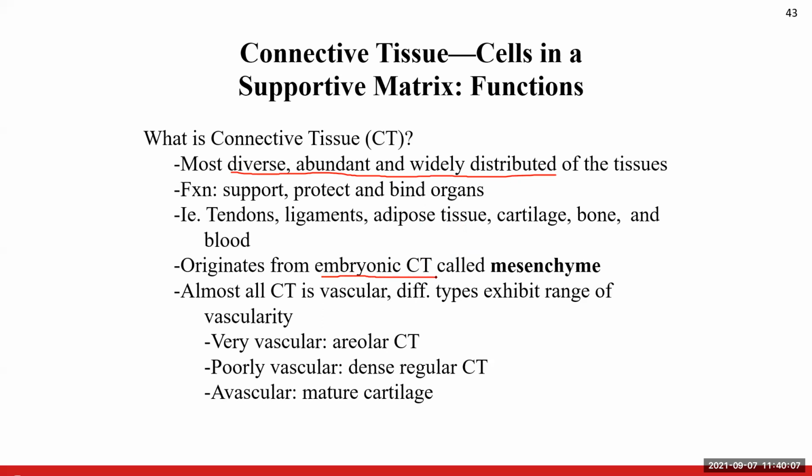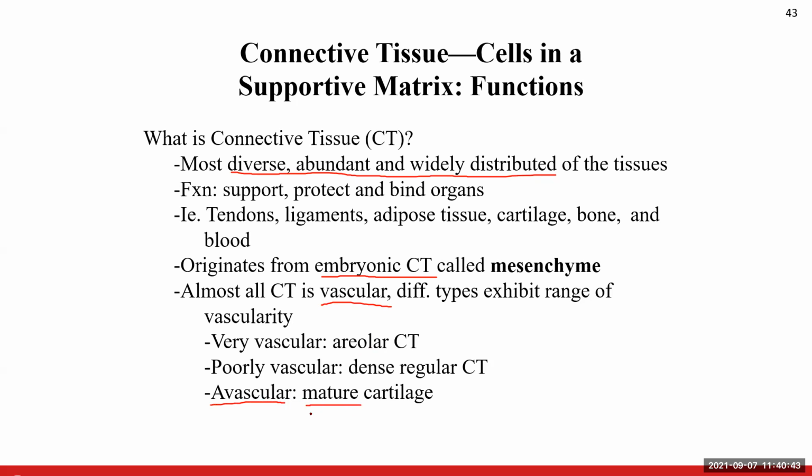When we talk about connective tissue, one of the characteristics is its vascularity. The range of vascularity depends on the type of tissue we're talking about. You can have tissue that has lots of blood vessels in it, that's very vascular, and then you can have tissue that has barely any blood vessels in it, and then you have tissue that has no blood vessels in it. We refer to that as avascular. And we'll see that with mature cartilage.